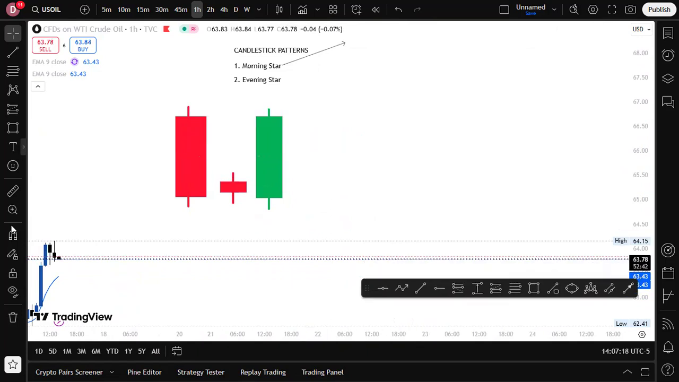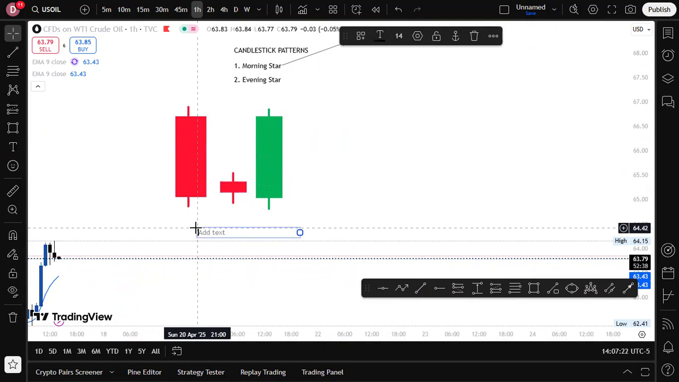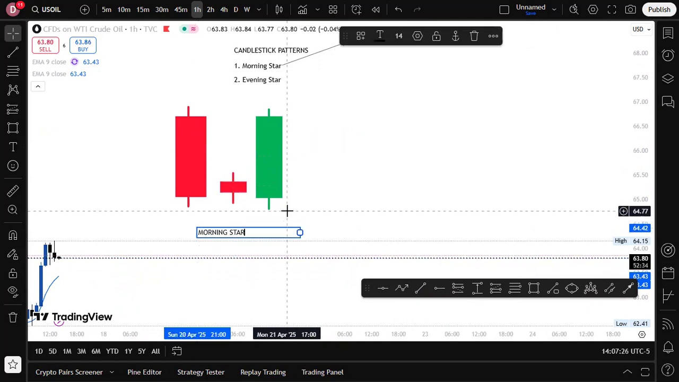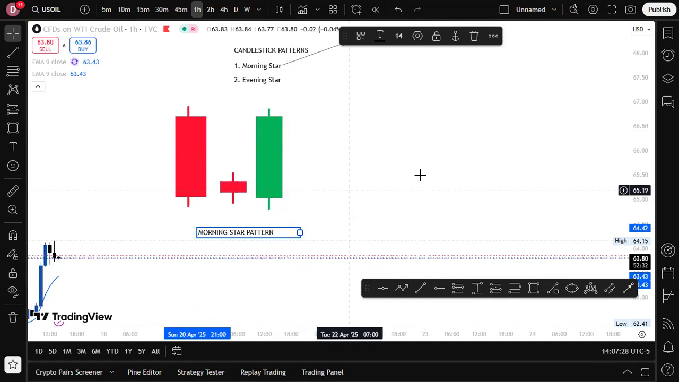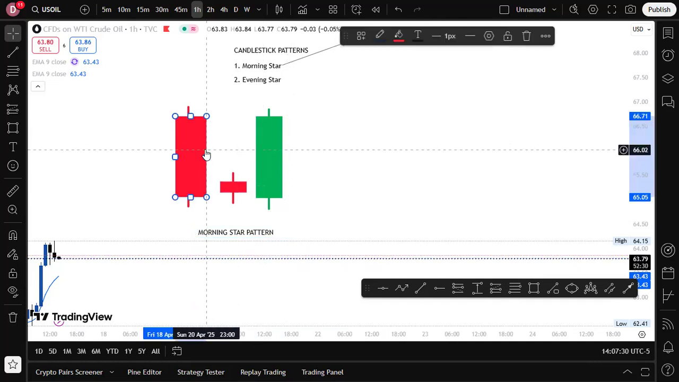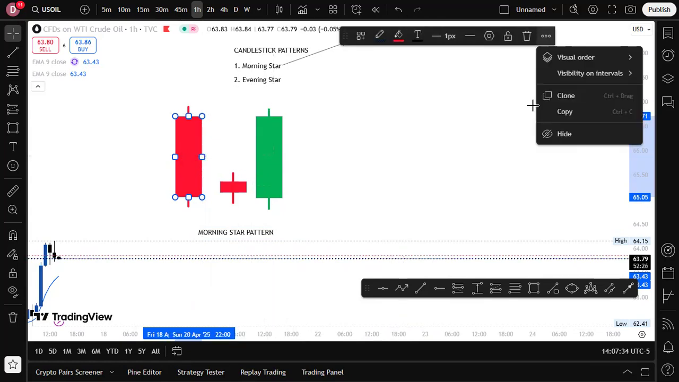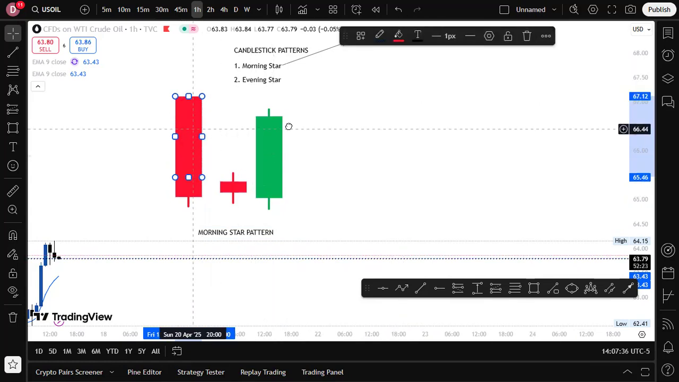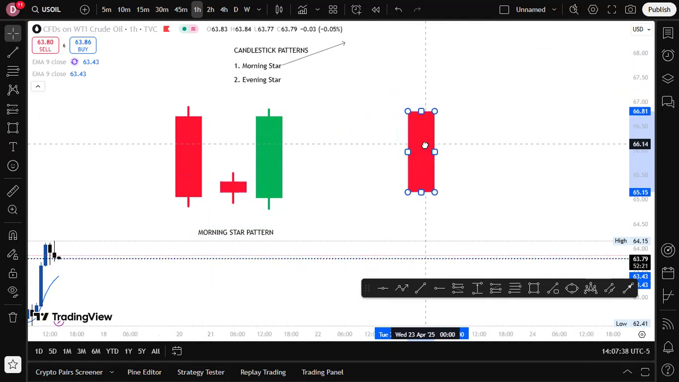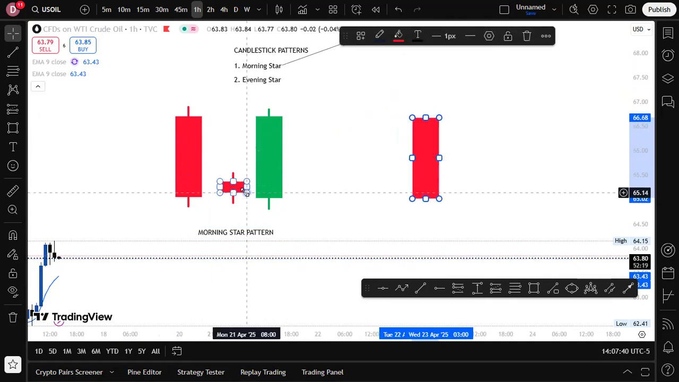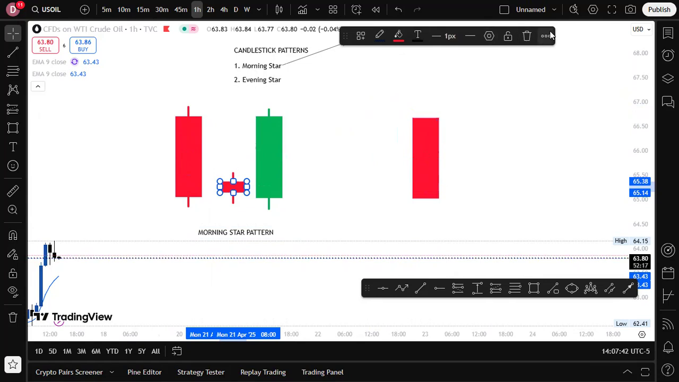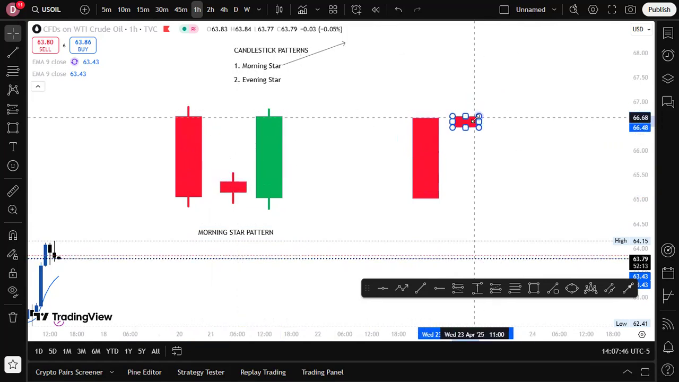So this is a morning star pattern. Then for the evening star, let me just put them both here, so we can talk about all of them together easily.